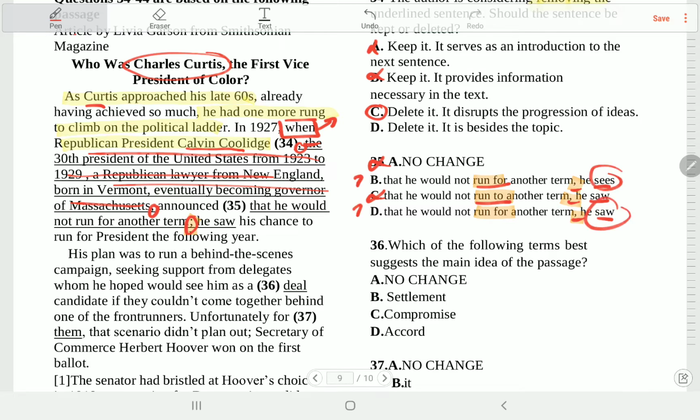Here, 'sees' and 'saw': is it present or past? Okay, 'approached' from the beginning. Look for a verb: 'had'. In 1927, that's a clue, because 1927 is a date. So immediately, it's D.